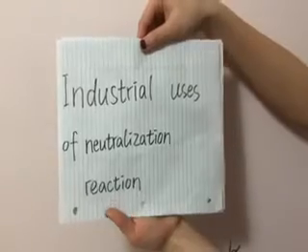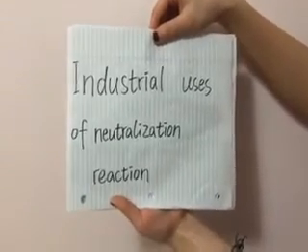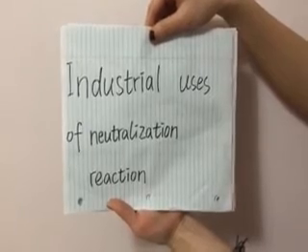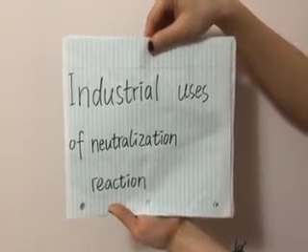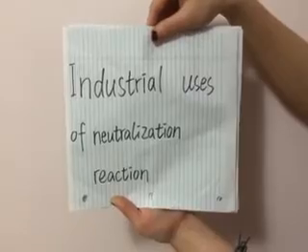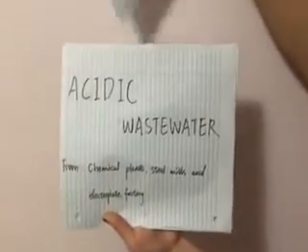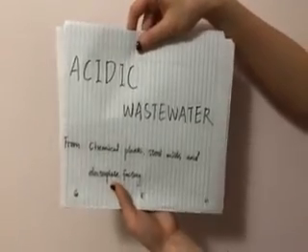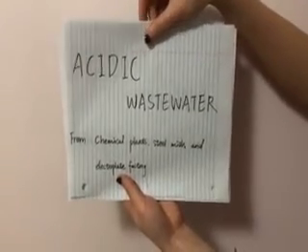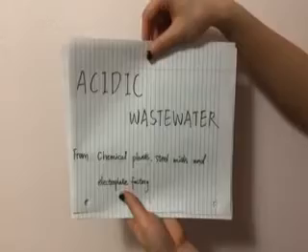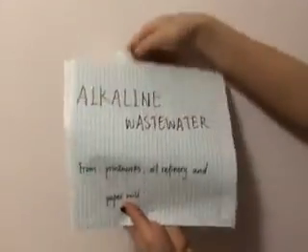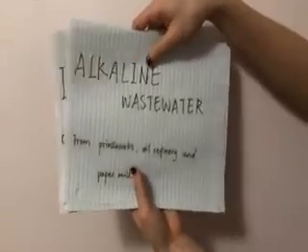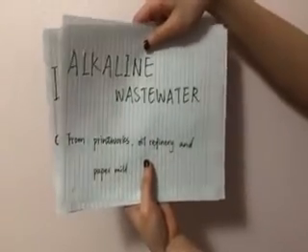My topic is industrial uses of neutralization reaction. Industrial wastewater is divided into acidic wastewater and alkaline wastewater. Most of the acidic wastewater is from chemical plants, steel mills, and electroplating factories. And most of the alkaline wastewater is from print works, oil refineries, and paper mills.